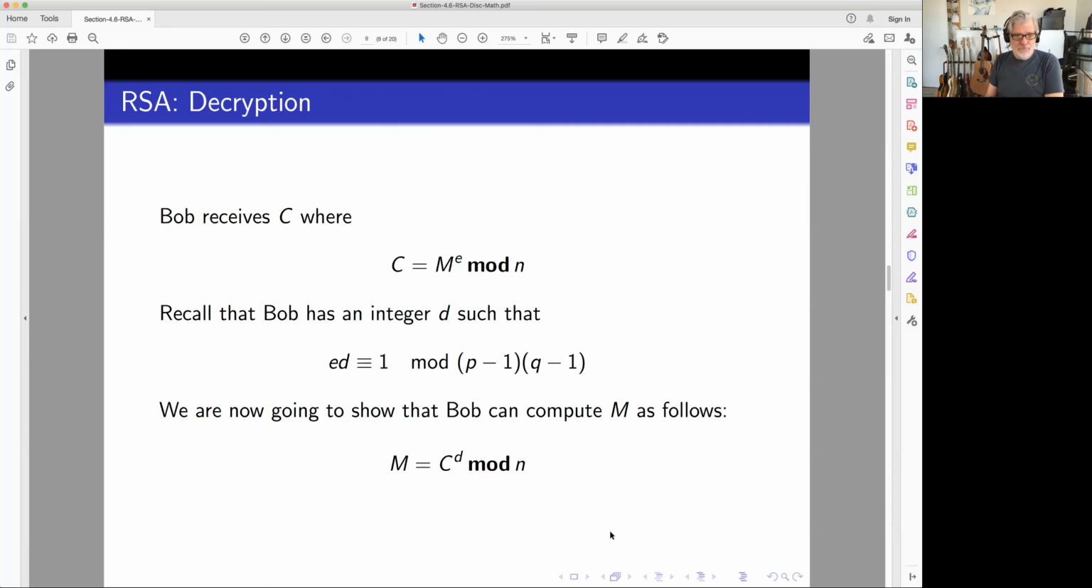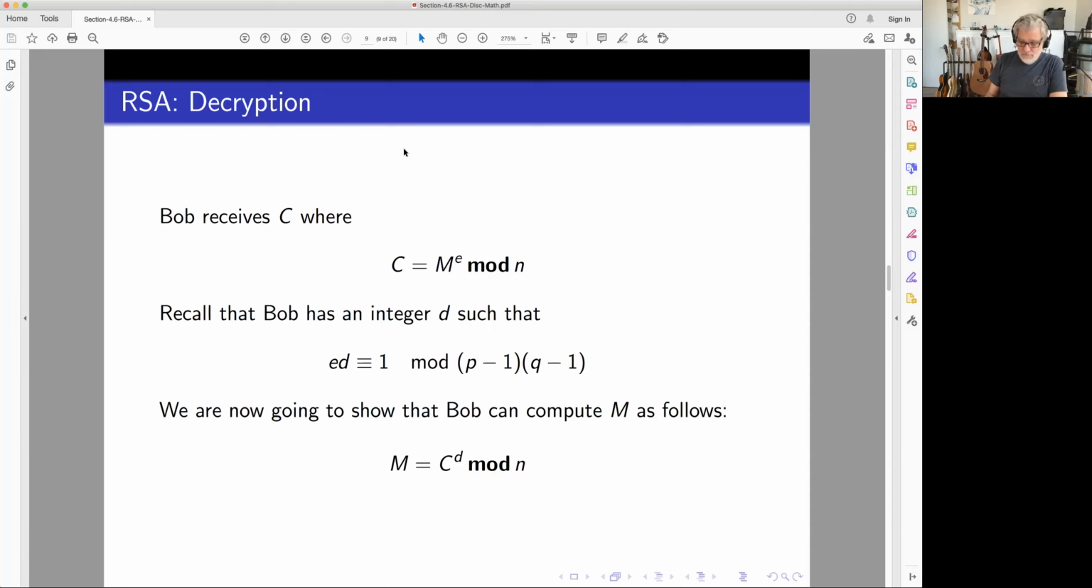All right. How do we decrypt? That's the big point, that's where the meat is. Bob will receive C, which Bob knows is big M to the power E reduced mod N. What is E? It is an inverse of D, so they're inverses mod P minus 1 times Q minus 1. So how does Bob get M back from M to the power E mod N?